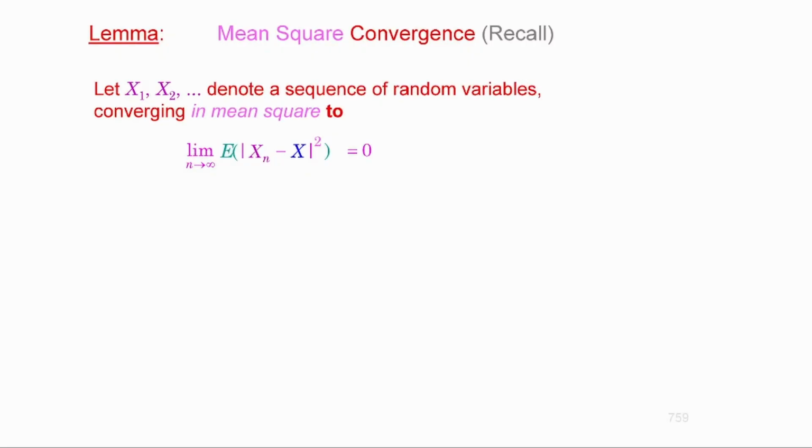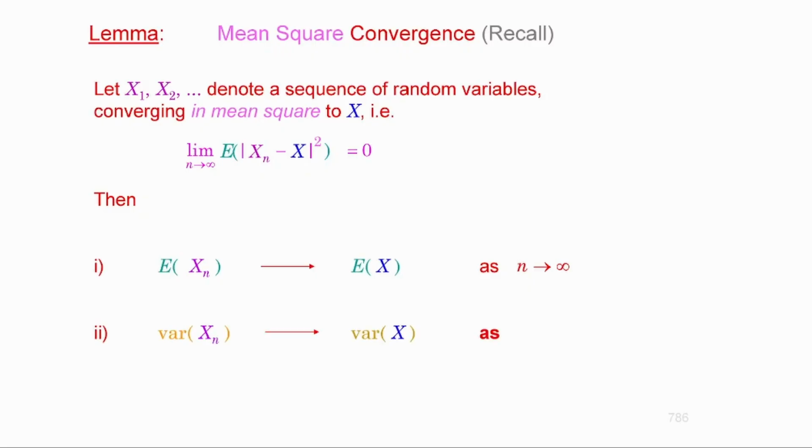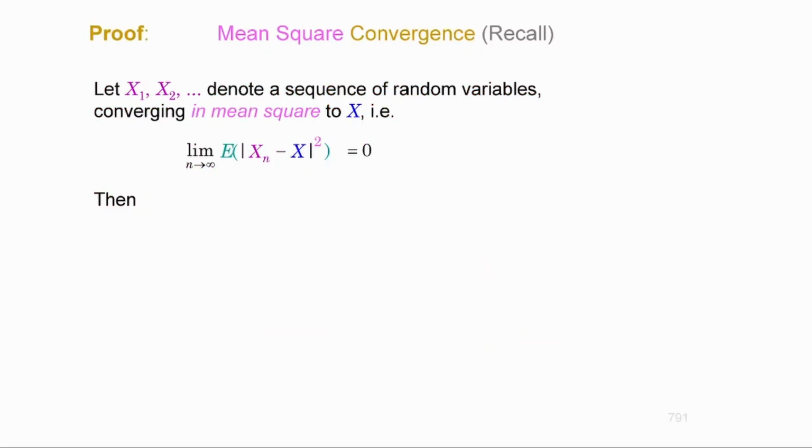Again, let's say this is true. Then the expectation of the random variables will converge to the expectation of the limit. And the variances of the random variables will also converge to the variance of the limit, provided that those limits are finite. So let's say that the limit has a finite variance, because otherwise it doesn't make much sense. I'm going to show you that again.